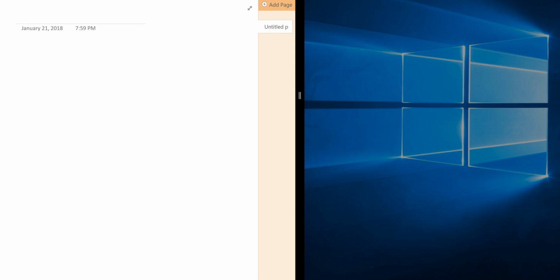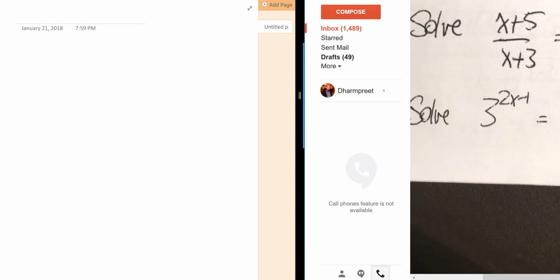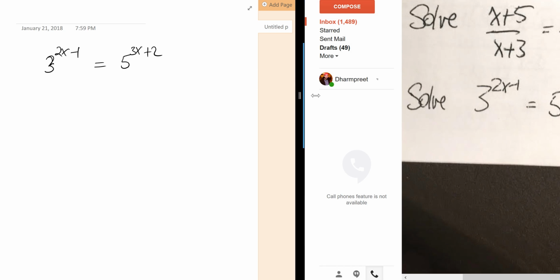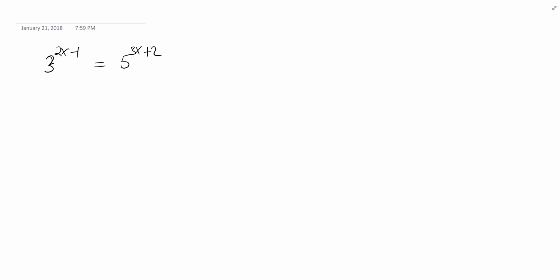Okay, so the next question is 3 raised to the power of something plus 2, and we have to solve that. In order to solve that, we have to bring the powers down. And in order to bring them down, we take log on both sides. By log's property, the power is going to come down.